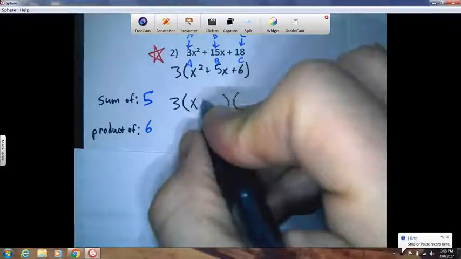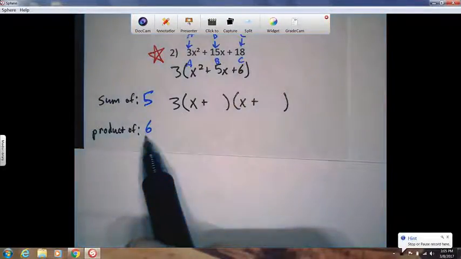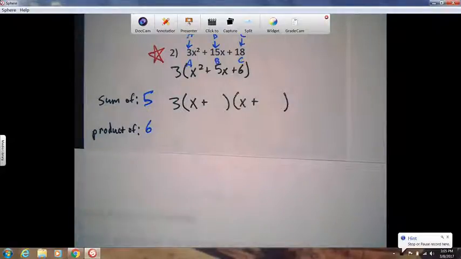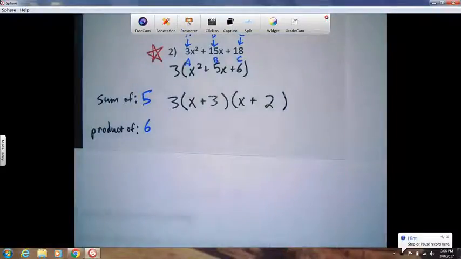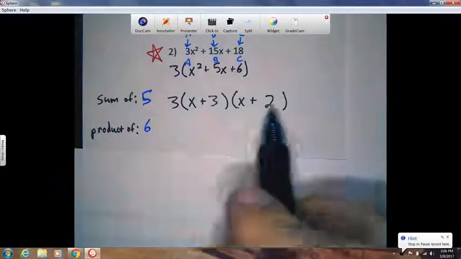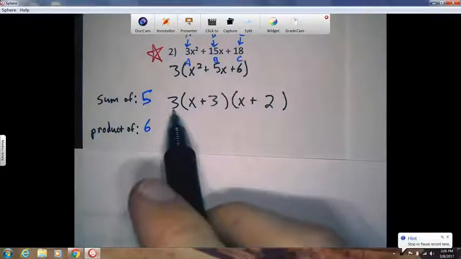So what will multiply to equal 6 and add to equal 5? And it's 3 times 2. So 3 and 2 add to 5, 3 times 2 multiply to 6. My greatest common factor of 3, which I found, just stays outside the parentheses.